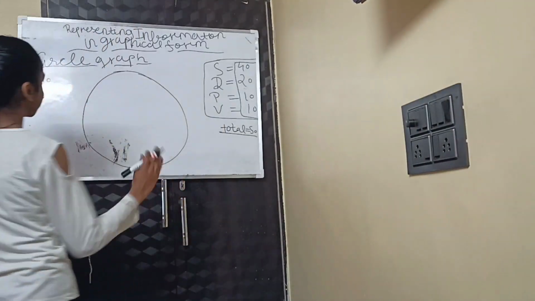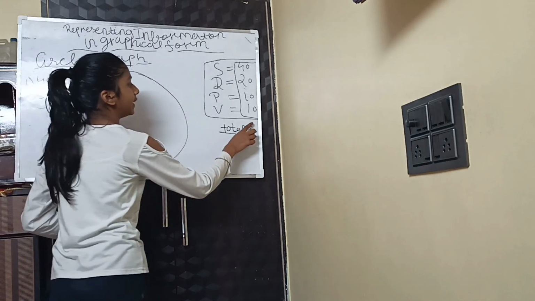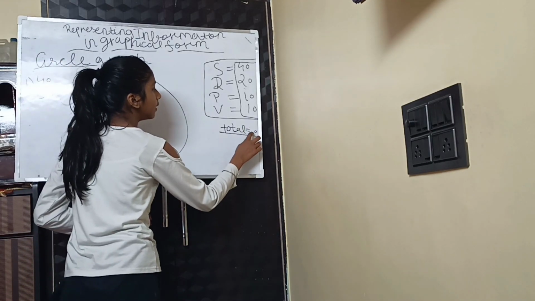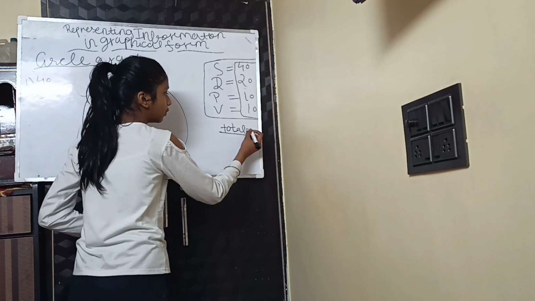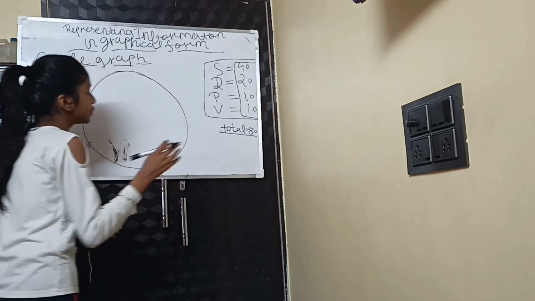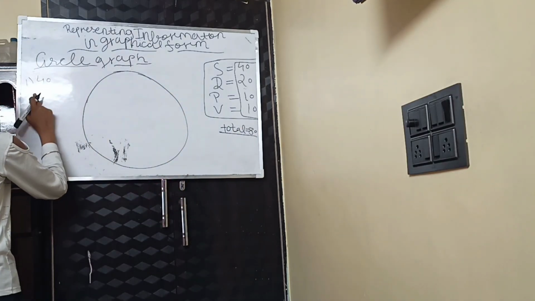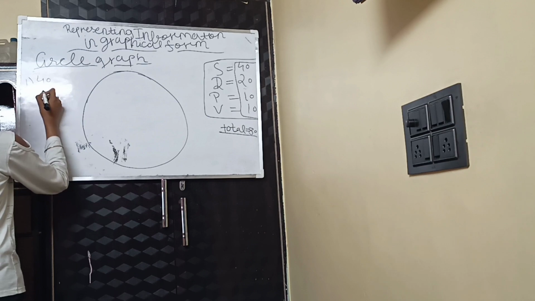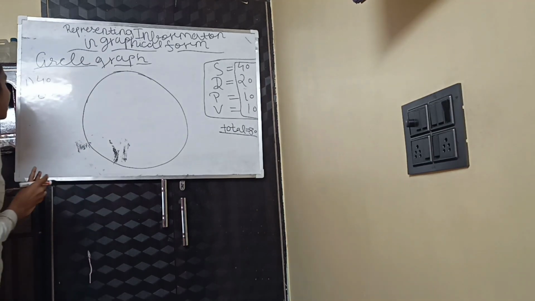So guys, it's a big mistake. The total is not 50. The total is 80. I'm sorry. Actually, I wrote 50. It's 80. I calculated wrong.